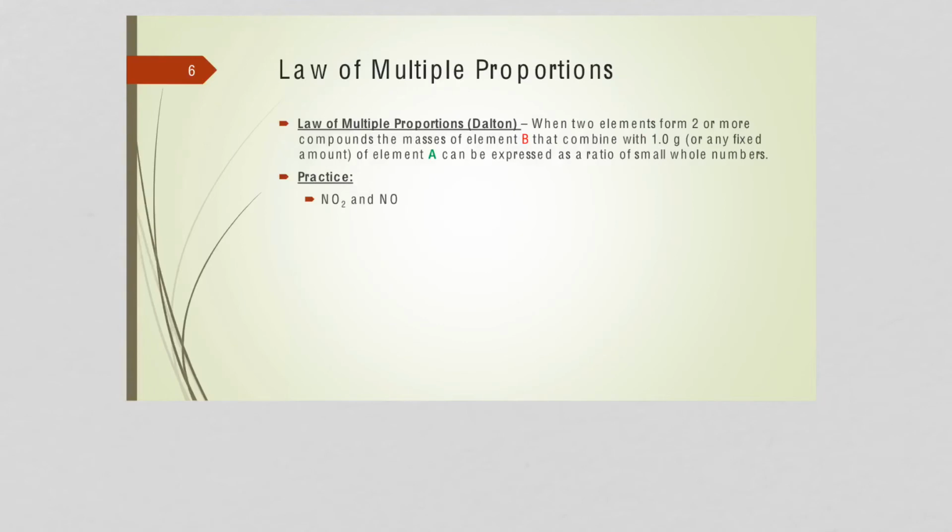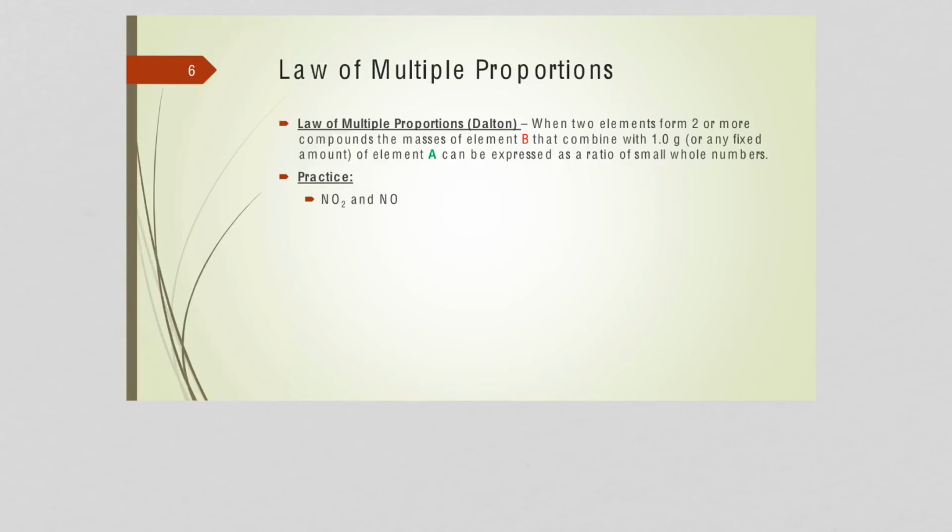So now let's turn our attention to the last of our fundamental laws that we're going to look at, and that's the law of multiple proportions, developed by Dalton. What this says is that when the same two elements form two or more different compounds, for example, carbon monoxide and carbon dioxide are illustrated in the book, the mass of element B that combines with either 1 gram or any fixed amount of element A can be expressed as a ratio of small whole numbers.